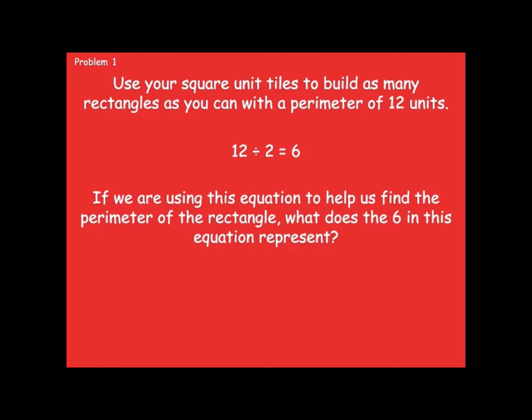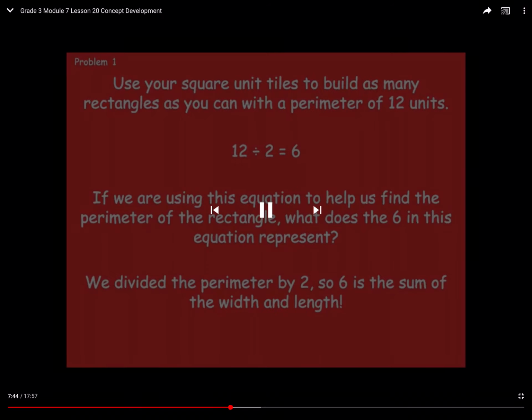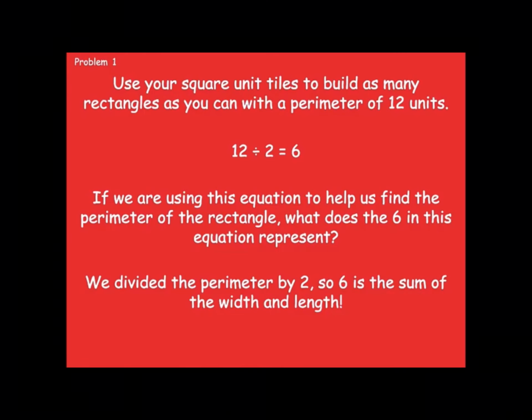So if we're using this equation to help us find the perimeter of the rectangle, what does the 6 in this equation represent? What do you think, friends? Yeah, we divided the perimeter by 2, so 6 is the sum of the width and the length. Because we said we doubled the sum of the width and the length, and that's how we get back to 12. But when you cut it in half, that gives us the sum of the width and the length. Pretty cool.